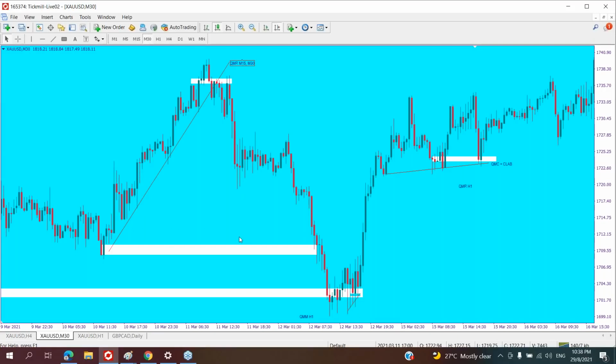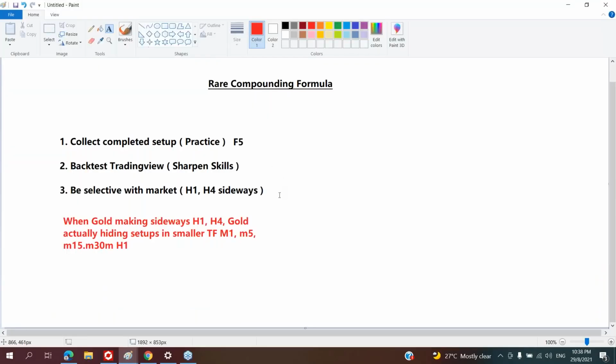Already subscribed to TradingView and done backtest. Tried GBP and gold, but after a while I realized gold has more fantastic five. Yes, gold has more fantastic five. Now I focus on gold only. Yeah, me too.